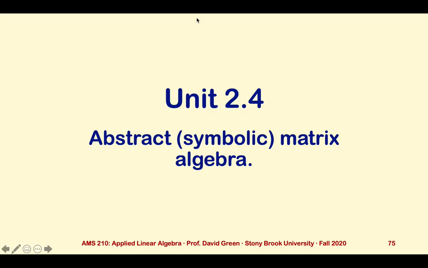Hello. For the last conceptual lecture in this unit, I'm going to talk a little bit about more abstract or symbolic algebra that we can do with matrices and vectors and so on.